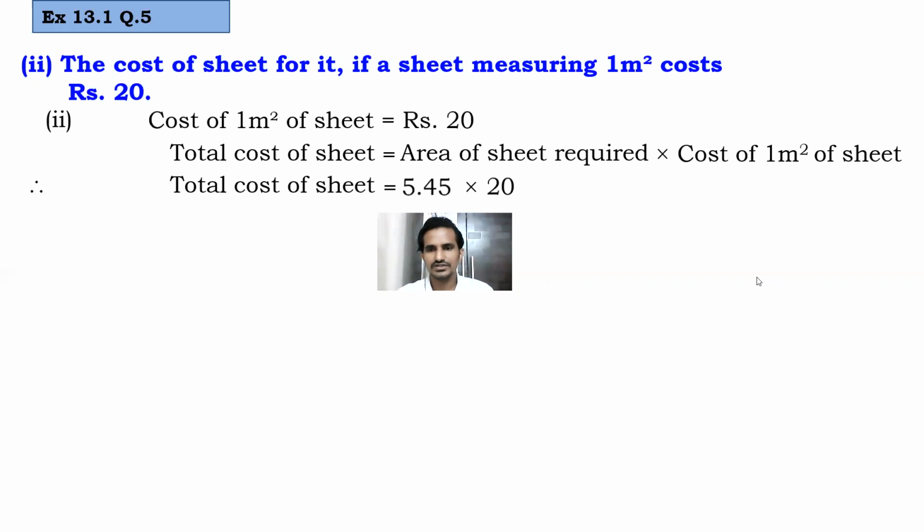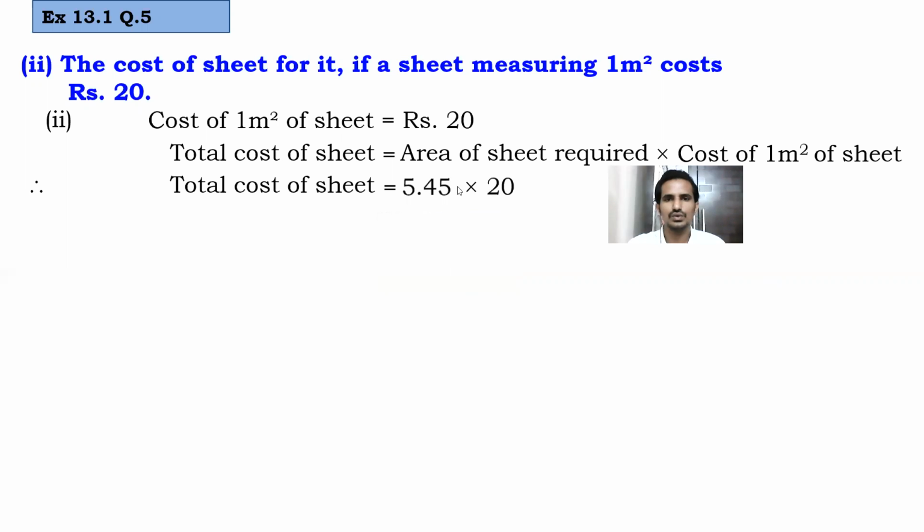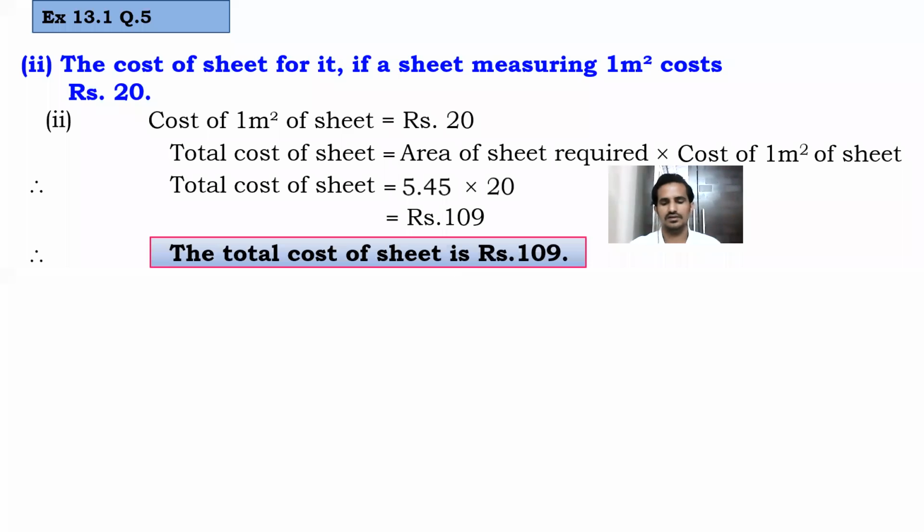Kaustubh, check your calculations. Just multiply by 2: 2 5s are 10, 1 is carried, 2 4s are 8 plus 1 is 9, and 2 5s are 10. So 1090, but we have to put the decimal also. 10900 will come, but we have to put the decimal, so 109. That's the cost. Right, the final answer: the cost of the sheet is rupees 109.